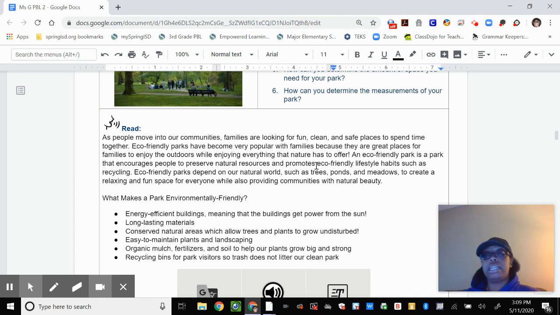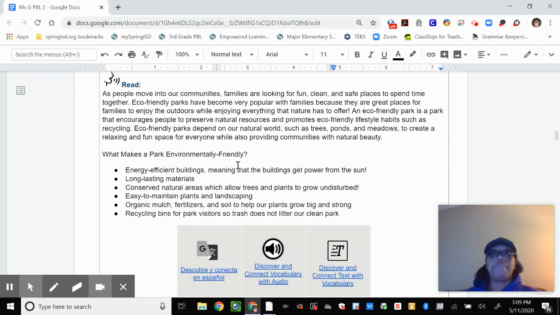So trees, lakes, ponds, grass, things that people can enjoy, those people who like being outside. So what makes a park environmentally friendly? So here's a list of things that can be considered for making a park environmentally friendly. Energy efficient buildings, meaning that they're getting their power source from something else, maybe wind or water or the sun. Long-lasting materials, conserved natural areas, so these are areas that are saved from people being able to walk on them or touch them, so that the trees and plants can grow without any disturbance.